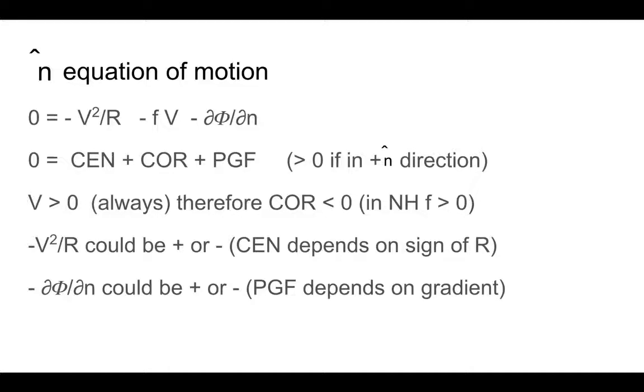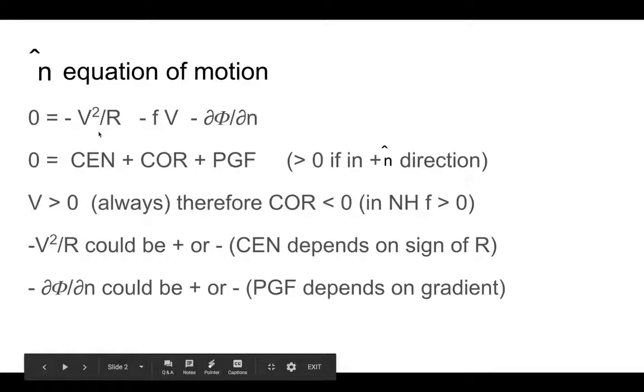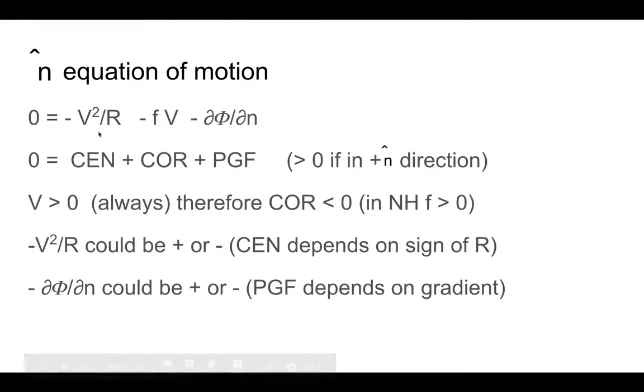Okay, so this is the normal direction, points to the left of the wind, and we have three terms. If we look at this in terms of the force balance, we have the centrifugal force, so minus v squared over r, where r is the radius of curvature. We have Coriolis, minus f times V. And we have the pressure gradient force, which we're writing in terms of the geopotential gradient, d phi dn.